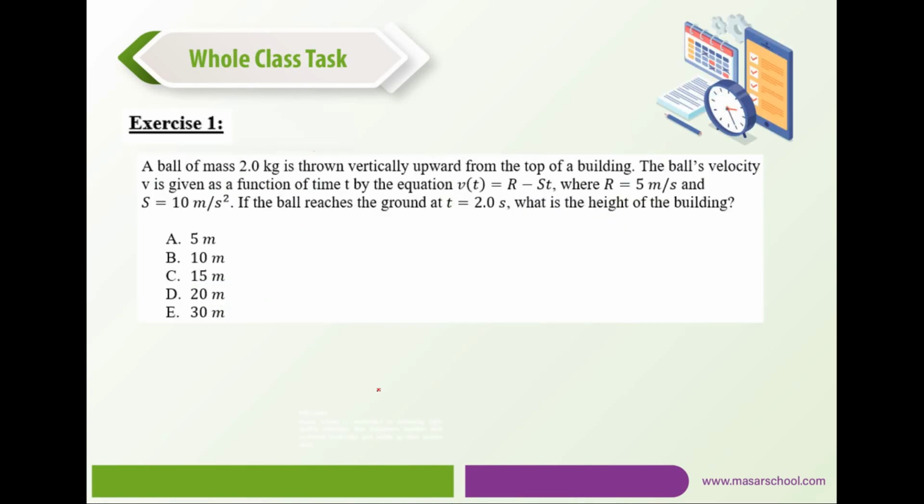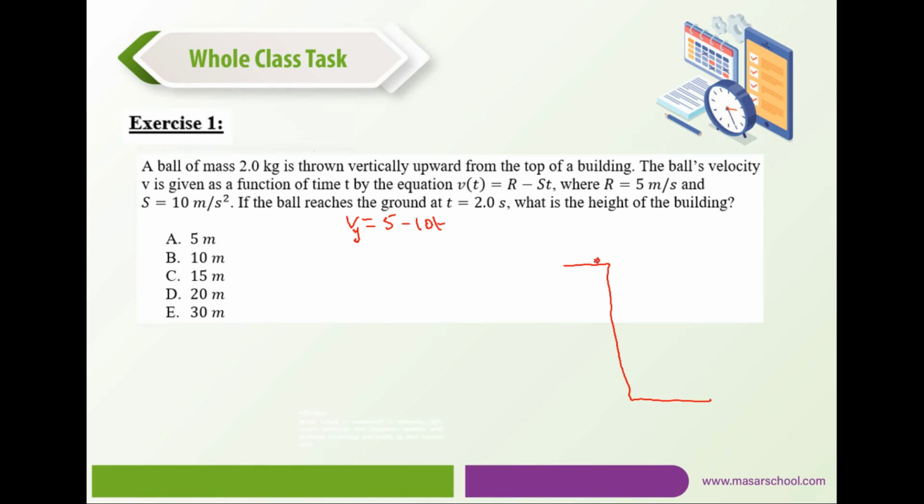Exercise 1. A ball of mass 2 kg is thrown vertically upward from the top of a building. The ball's velocity v as a function of time is given by v is r minus st, where r is 5 and s is 10. So v in this case is given by 5 minus 10t, and basically this is the vertical velocity. Why? Because we suppose that it's thrown vertically upward, then the velocity is only going to vary along the y direction. If the ball reaches the ground at t equal to 2 seconds, what is the height of the building? The best way to approach such exercises is by doing a small sketch. Although it's going to take time, you can think about it as saving time in order to get the result directly.